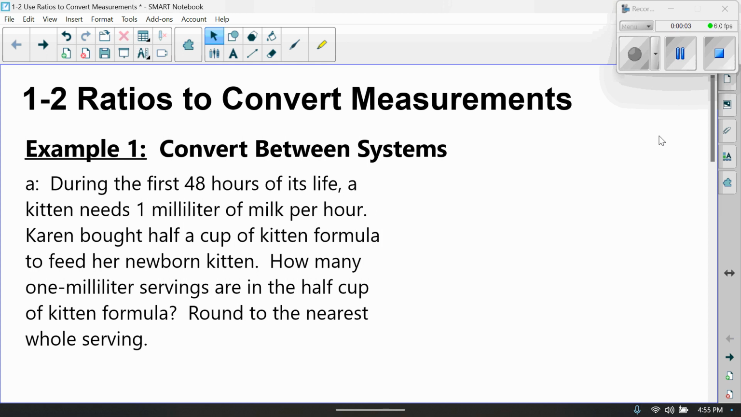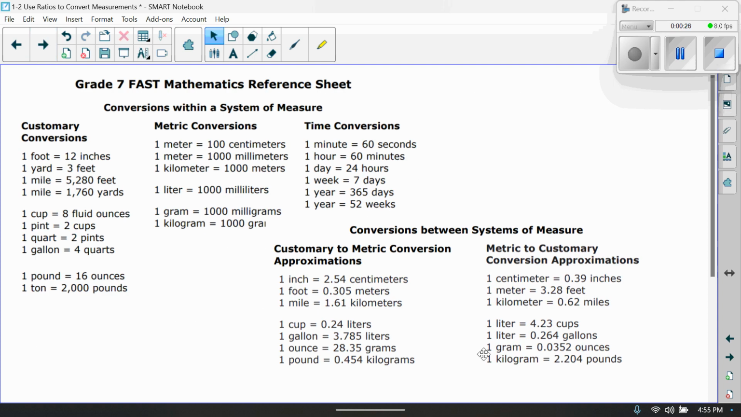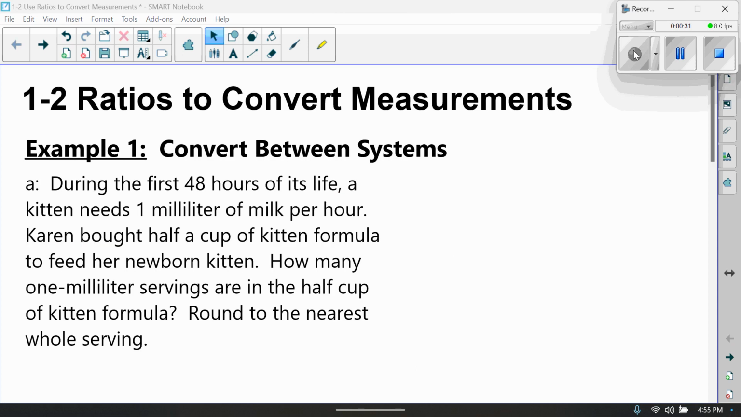All right, so lesson 1-2 is using ratios to convert measurements. So we're going to be converting between the English system and the metric system. They also call that customary and metric system. And the way we're going to do that is we're going to use the conversion sheet. This is what is given to you for your FAST test. So let's take a look at example 1, which is converting between the systems.